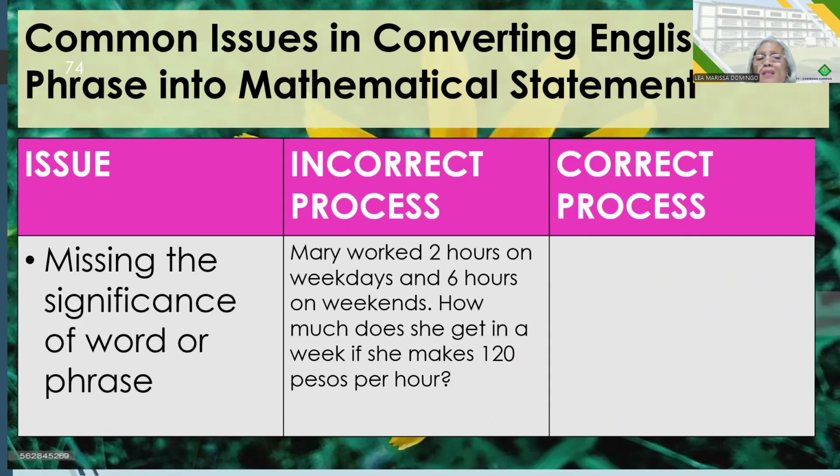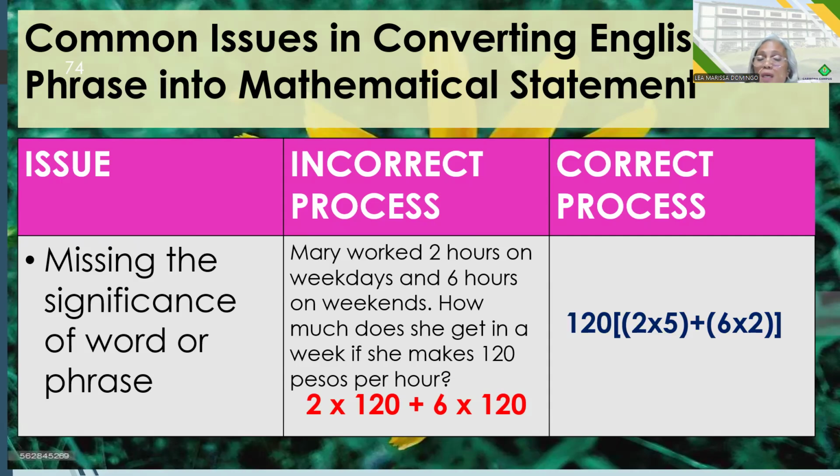And then missing the significance of a word or phrase. For example, we have here an incorrect process. Mary worked 2 hours on weekdays and 6 hours on weekends. How much does she get in a week if she makes 120 pesos per hour? What do we normally do? 2 times 120 plus 6 times 120. What is the correct processing?